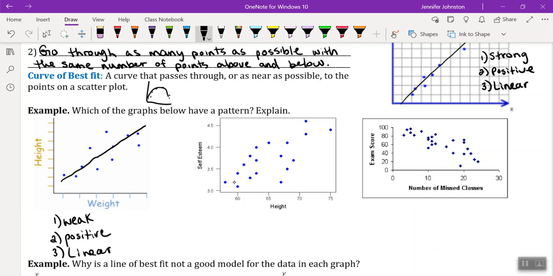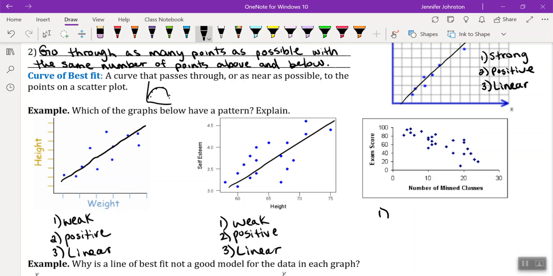And then what about this one? Again, the points are still going in an upwards kind of motion. So again, still weak, still positive. And I'd still say this is linear.